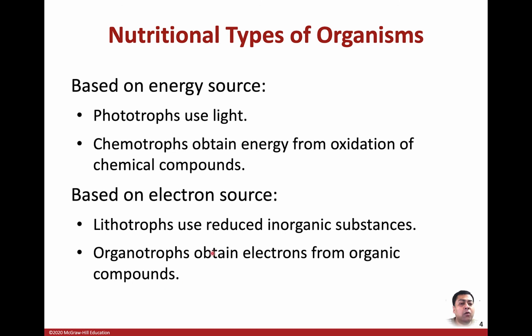On the other hand, the organotrophs obtain the electrons from organic compounds, meaning one organic compound, which is already in the reduced form, is going to deliver the electrons to another material which the organotrophs are fixing or reducing, whereas this organic compound from where the electrons are obtained is going to be oxidized. So this is the overall principle of the nutritional types of the microorganism.